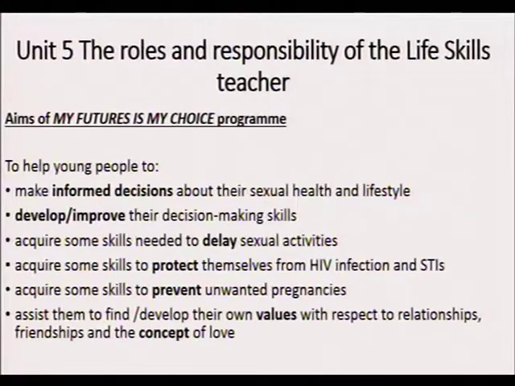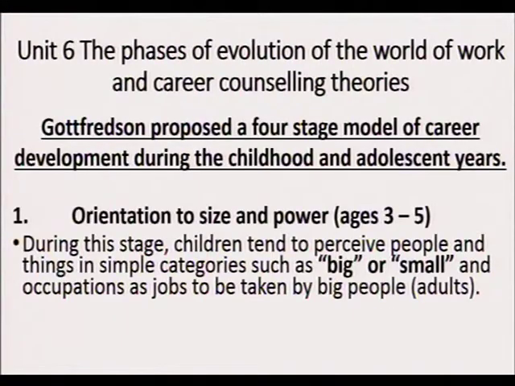And there are many more, so please make sure again that you read through your study guide. We move on to Unit 6, and there we're going to look at Gottfredson's proposed 4-stage model of career development during the childhood and adolescent years. So number 1 there is the orientation to size and power, which takes place during ages 3 to 5 years.